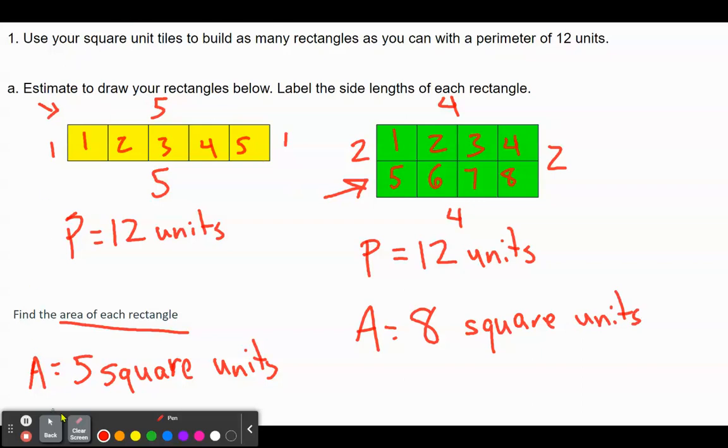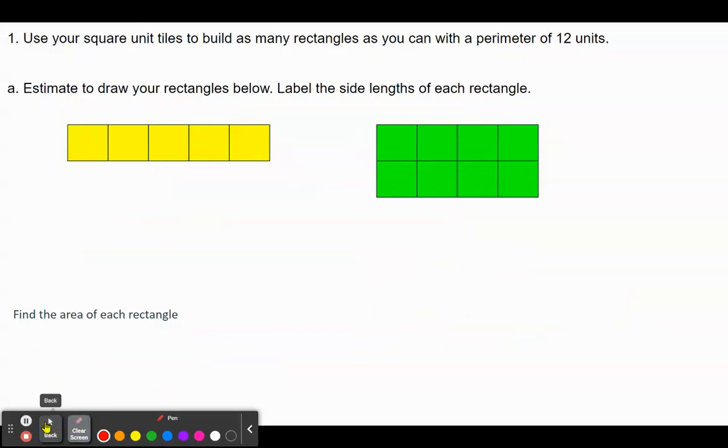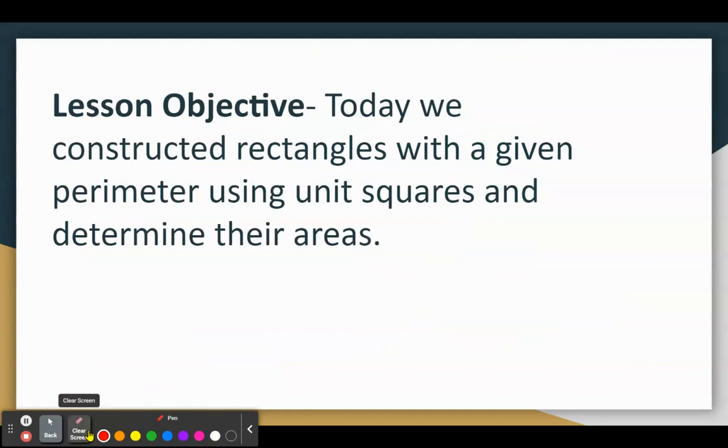All right, everybody, let's go ahead and review today's lesson objective. So today we constructed rectangles with a given perimeter using square units and determined the areas.